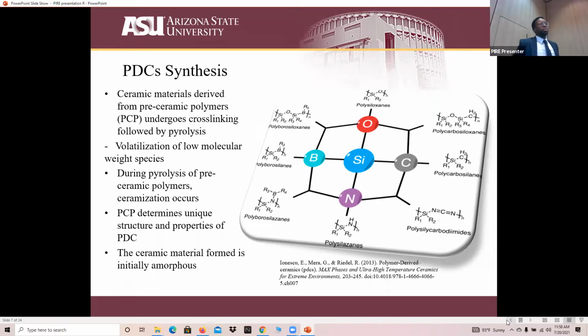It's important to take note that the nature of the pre-ceramic polymer that we start with determines the microstructure and the properties of the polymer-derived ceramic material that we end up with. On the figure on the right, we have a number of different pre-ceramic polymers that are often used, such as polysiloxanes, polysilazanes, polycarbodiimides, and so on.